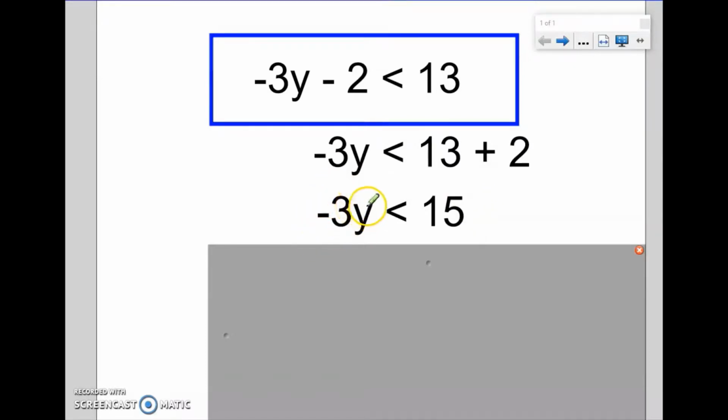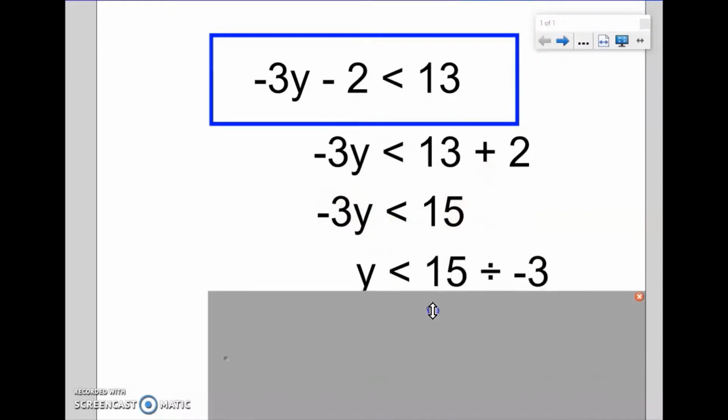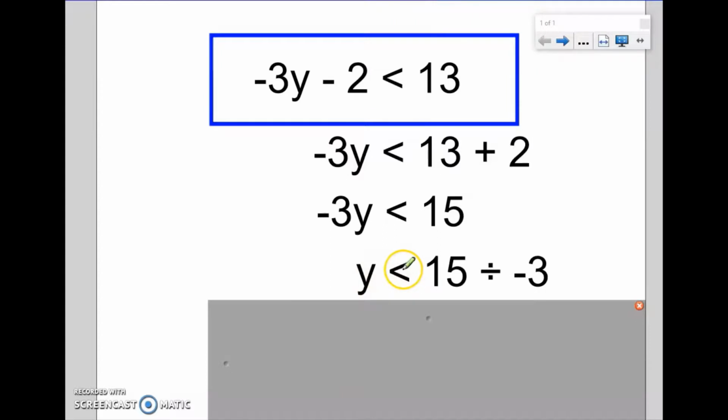so I'm just dealing with one variable. So I'm going to divide this side by negative 3. At the same time, I'm going to divide this side by negative 3. There we go. And I've divided this side by negative 3. And this is when we have a subtle difference in our working out, in our method. When you are dividing both sides by a negative number, so I divided this side by negative 3, and I've also divided this side by negative 3.